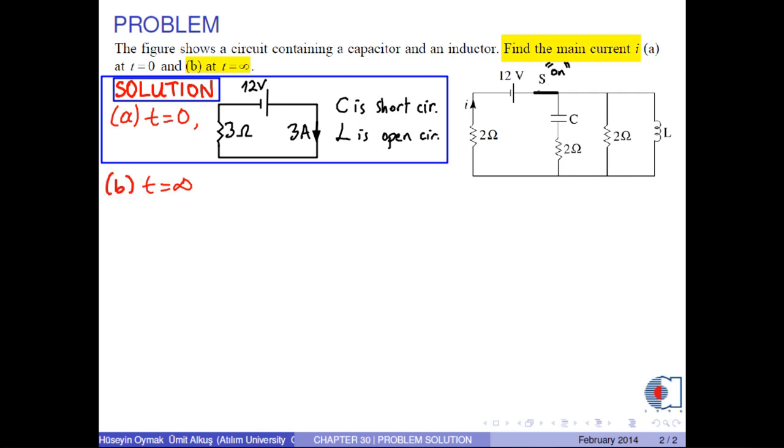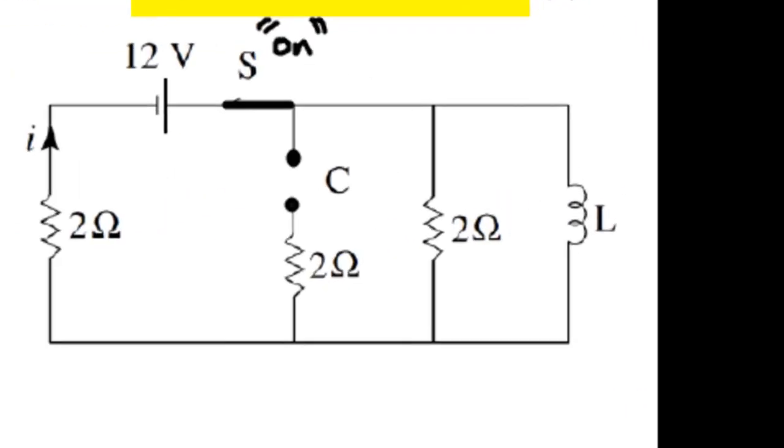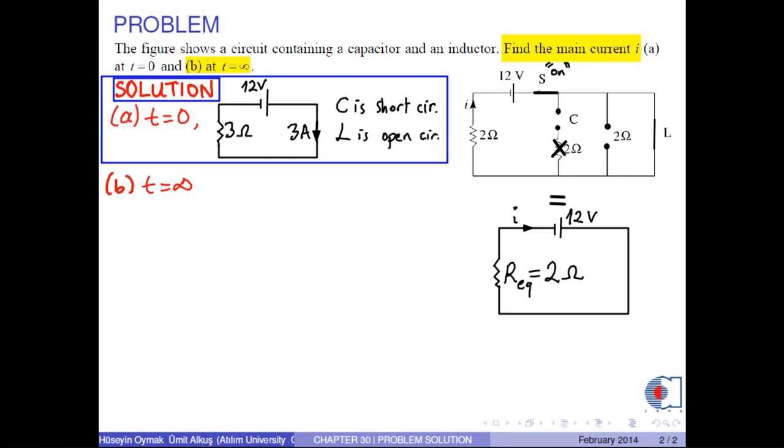After the switch is on, at time t equals infinity, the capacitor behaves like an open circuit, and the inductor behaves as a short circuit. And this 2 ohm resistor is useless. So is this resistor. Then the equivalent circuit becomes such that the main current I is equal to 12 volts over 2 ohms, which is 6 amperes.